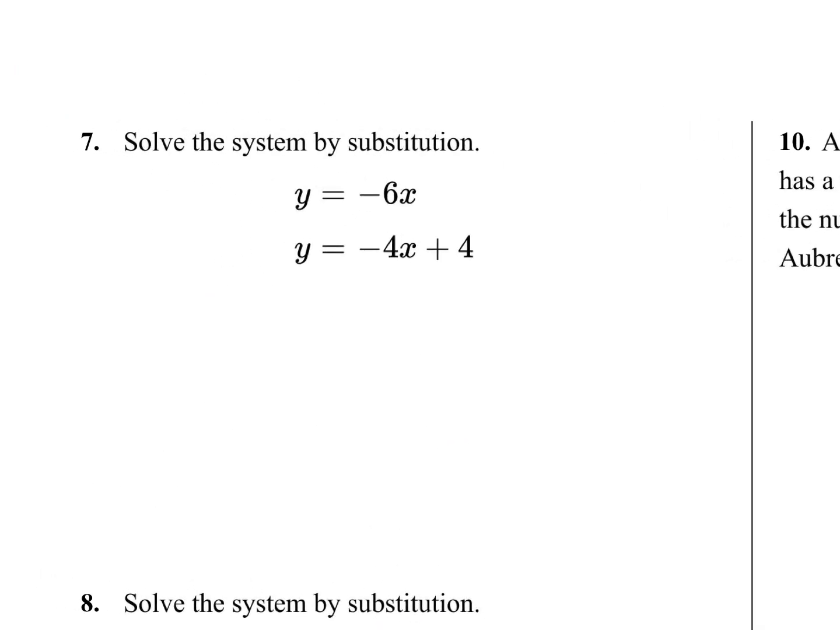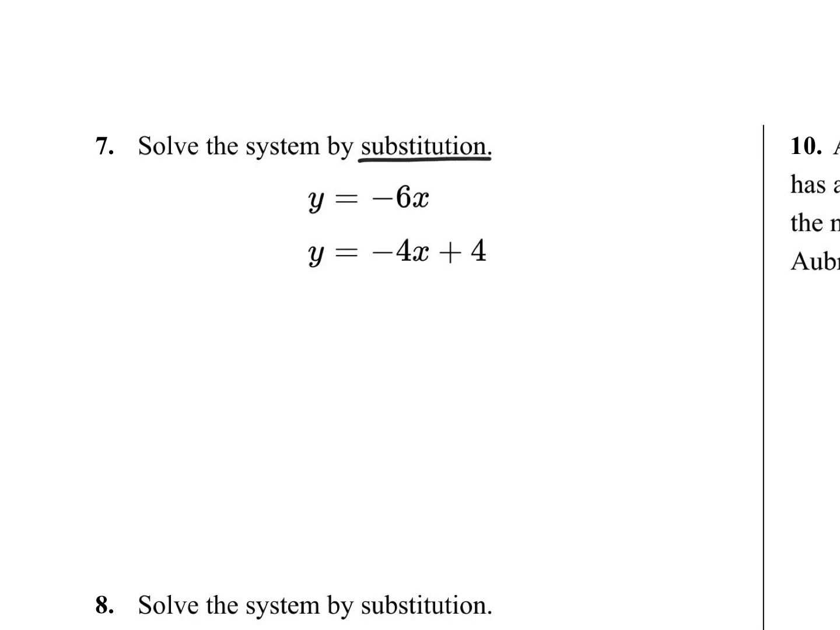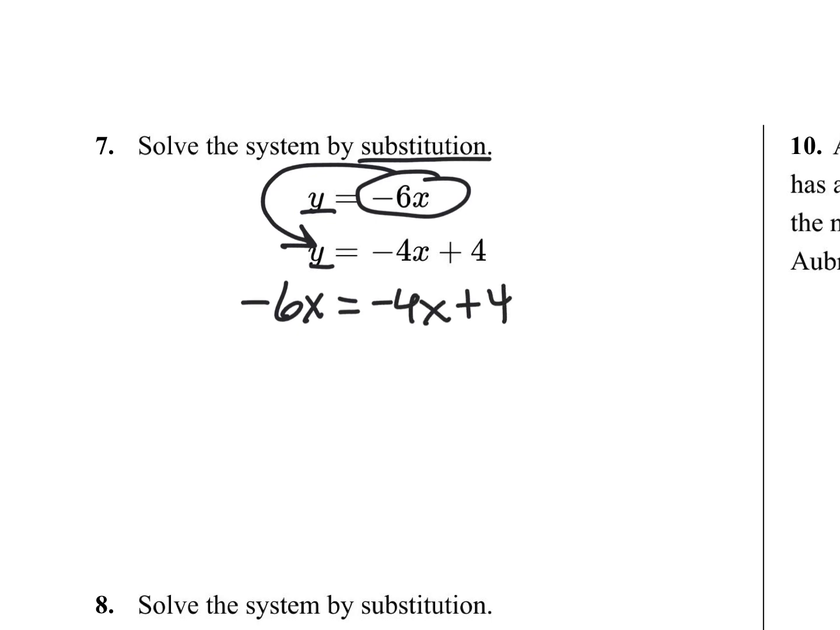Number 7, it says solve by substitution. Whenever your variable is isolated, substitution is the easier method to use, because y is -6x. So I'm going to take this and substitute it for y. So -6x equals -4x plus 4. Bring my -4x over and add it. So I have -2x equals 4. X equals -2.